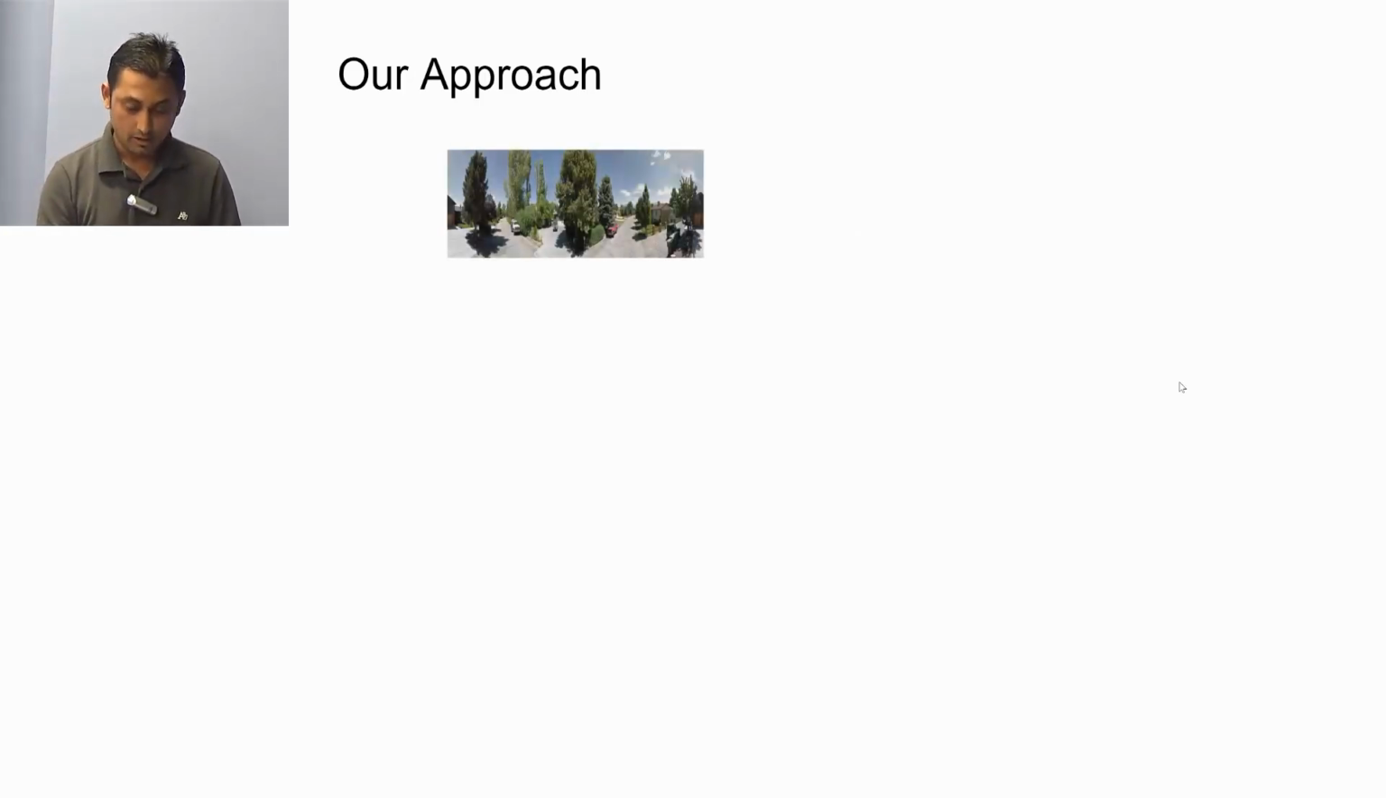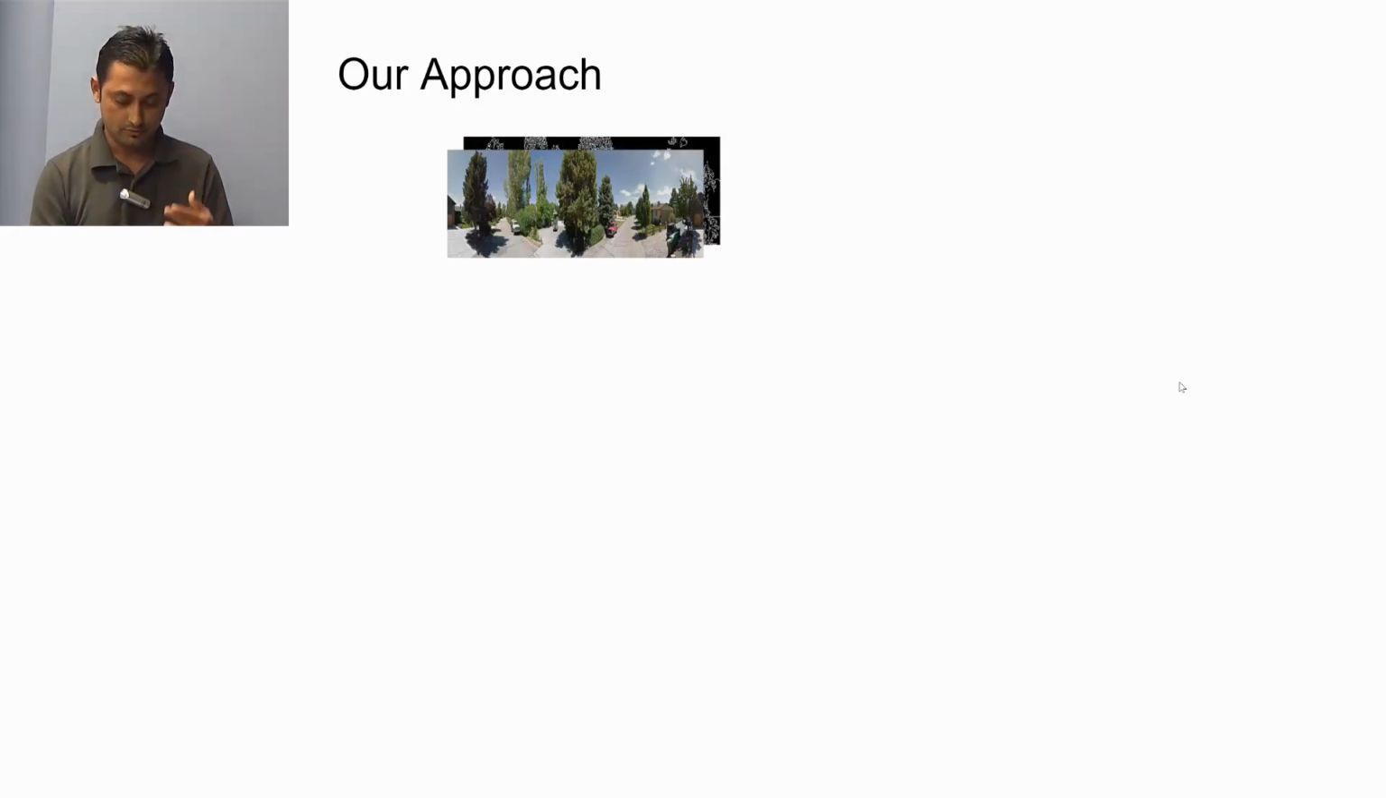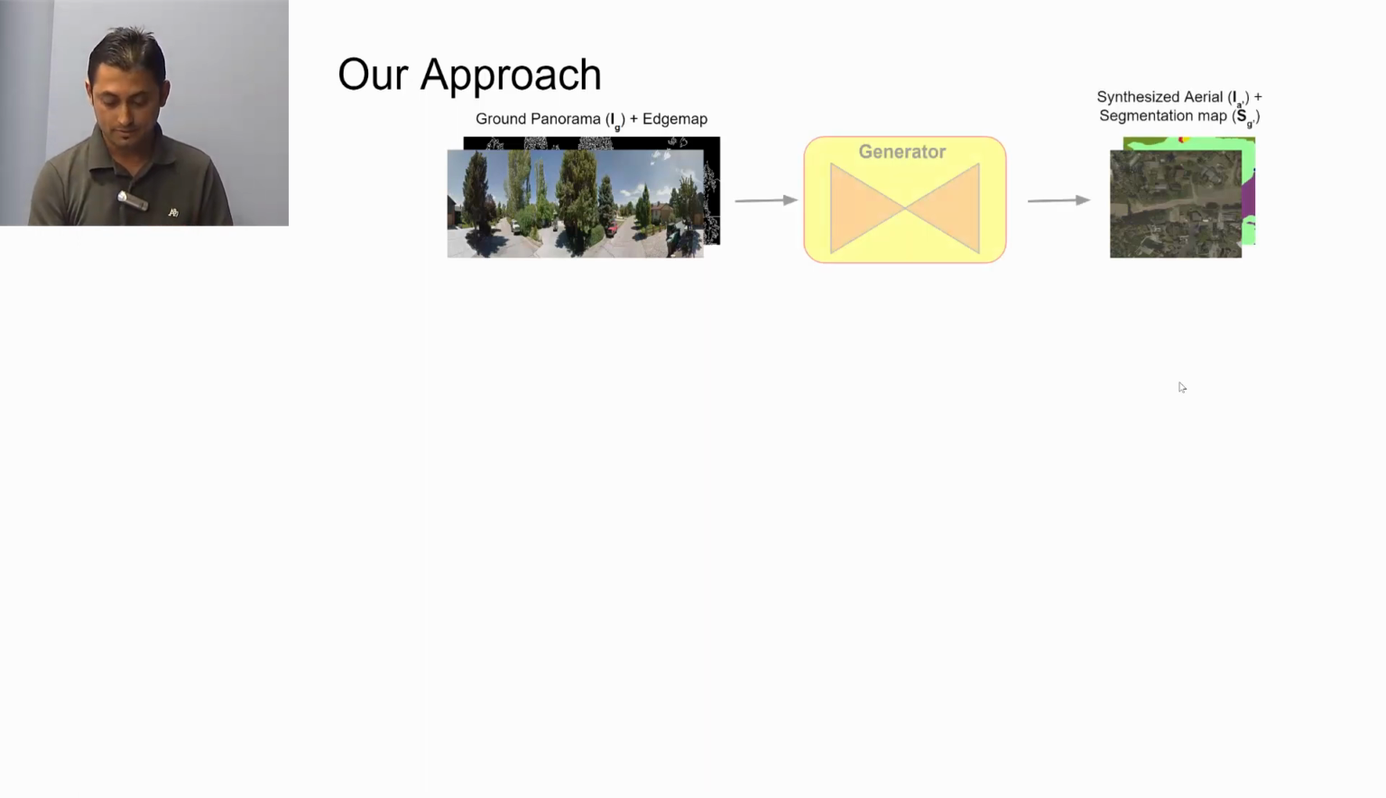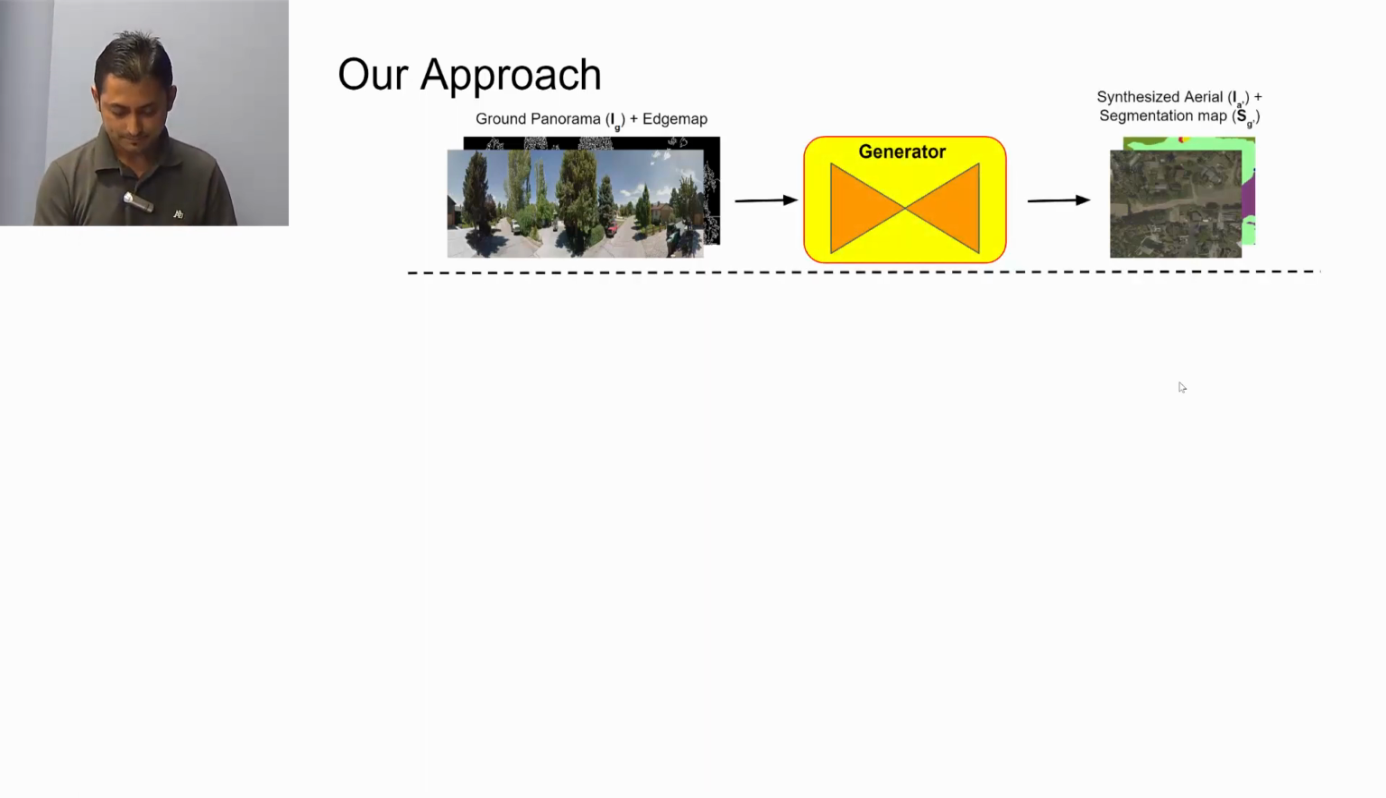So let's walk through our approach in brief. First, this is a ground level panorama, which is our query image, and we use the image along with the edge map to generate the image in the target view, which is the aerial image, and also the semantic segmentation map using a GAN-based approach.